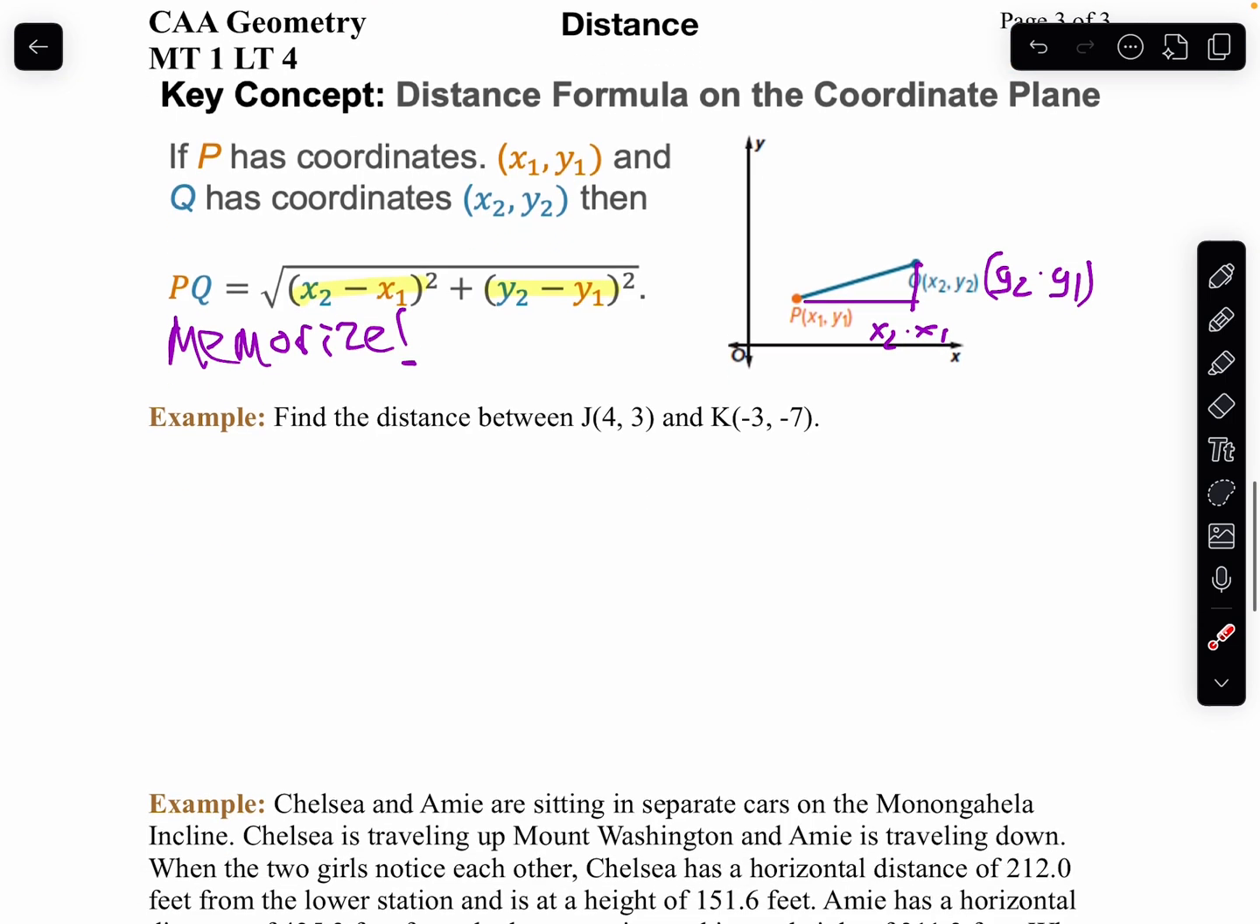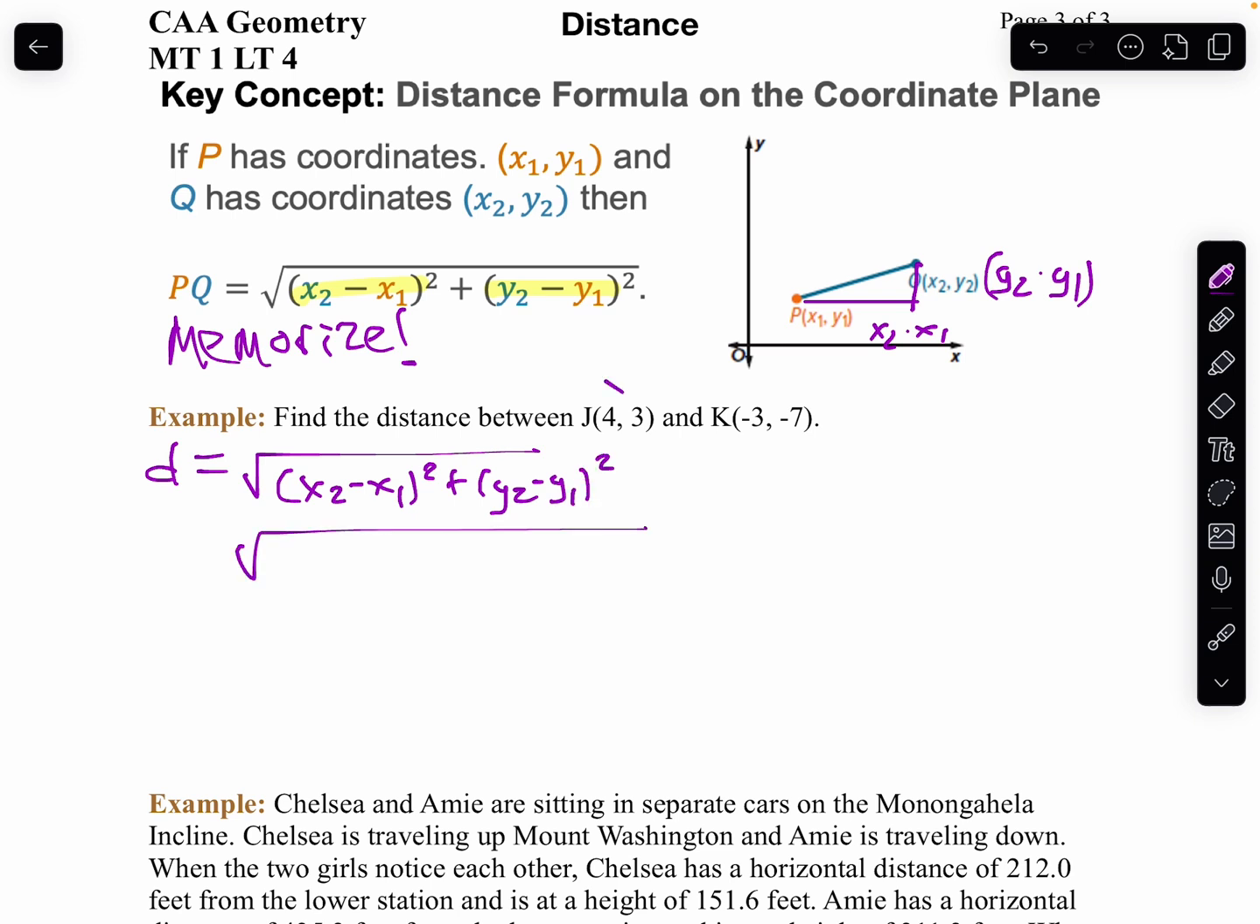So let's do a problem together. And like I said, we have to memorize this, so I'm going to write it down. Subtract the x's and square them. Subtract the y's and square them. Now remember, it goes x, y, x, y. Don't subtract the ordered pairs. And the negative sign does not disappear.